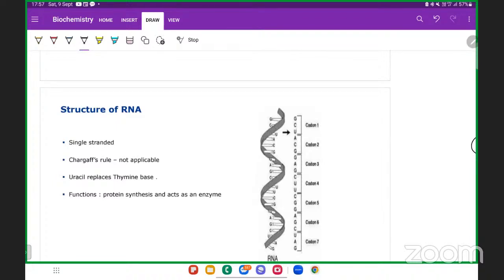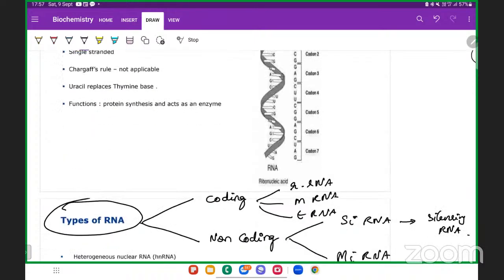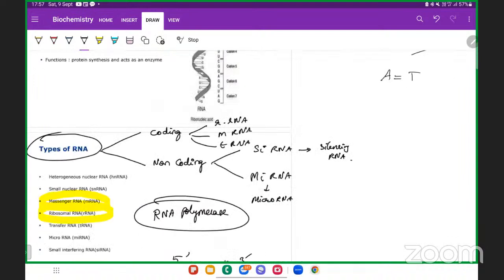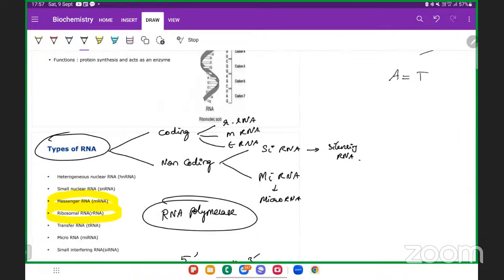Your uracil is going to be replaced by thymine. So this entire RNA, we divide it into two. One is your coding RNA, the other is your non-coding RNA. What is this coding RNA? Coding RNA is the one that participates in your coding mechanisms, gene mechanism, protein synthesis mechanism.